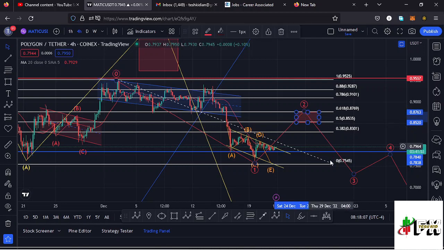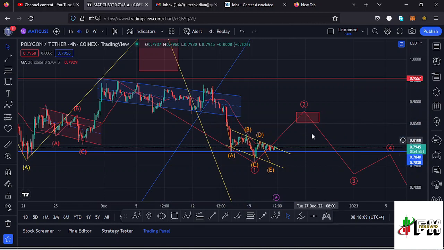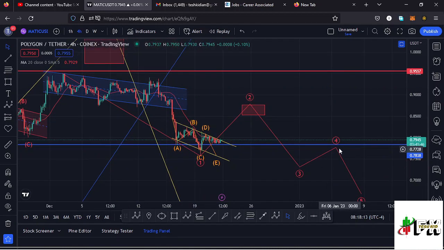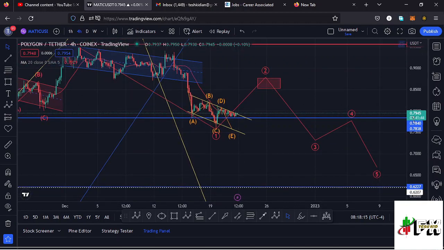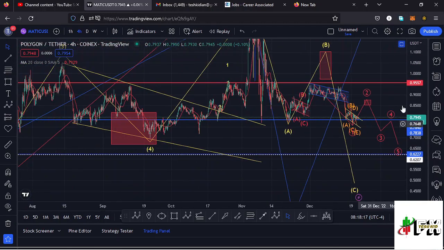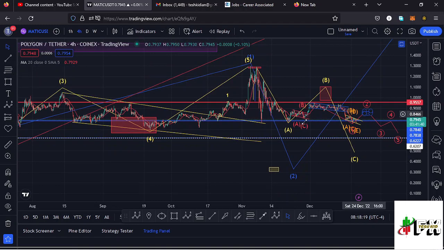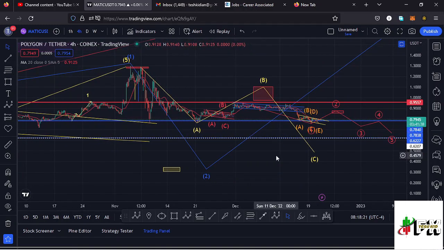And once we see the formation of that second wave, then we can expect another impulsive movement to the lower side in the formation of that wave 3, then a wave 4, and then a wave 5, which should fully maximize the formation of that second wave. And that is the very first way we can have that ABC corrective structure here on the Polygon Matic chart.